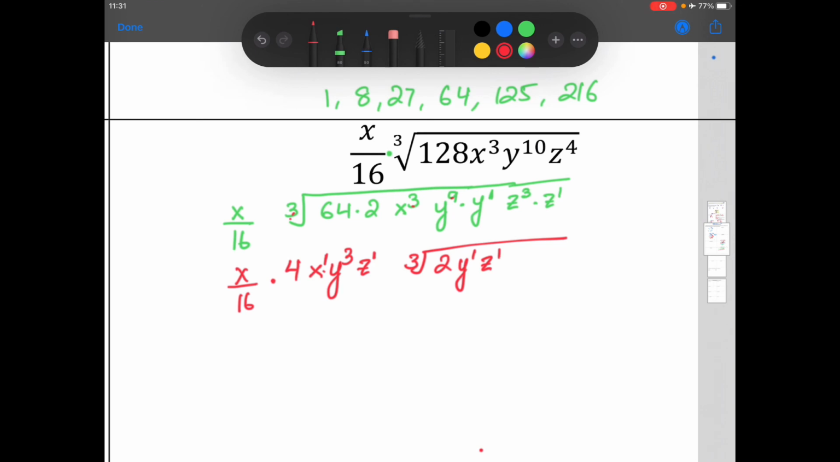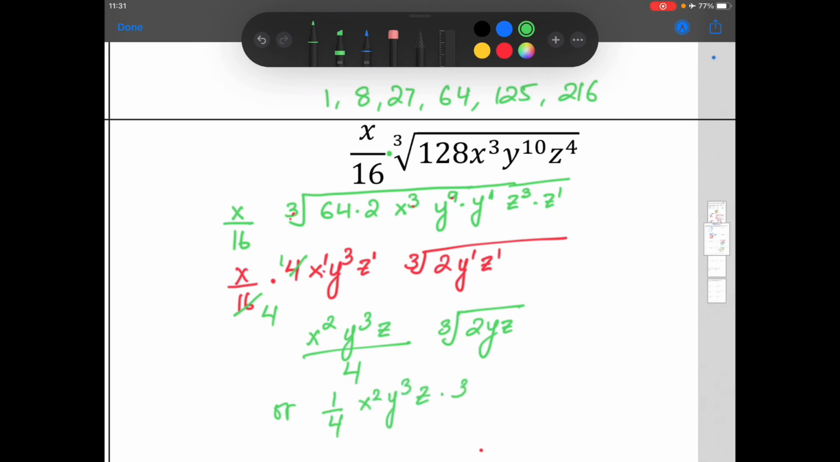So now all you have to do is simplify it. What happens? 4 goes into 4 1 time, 4 goes into 16 4 times. So I'm left with that 4 in the denominator, right? So x times x is x squared, y cubed, z over 4, and cube root of 2yz. You can also choose to write it as 1 over 4 x squared y cubed z times the cube root of 2yz. And that is your final answer. So finish up the remaining packet. Good luck, guys.